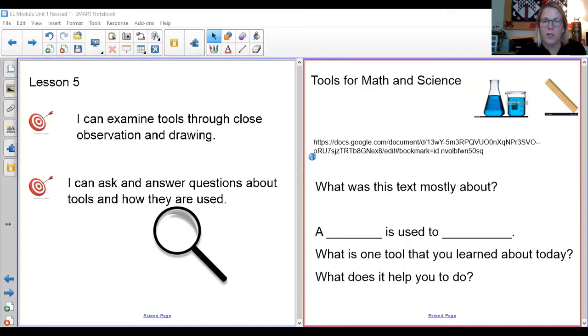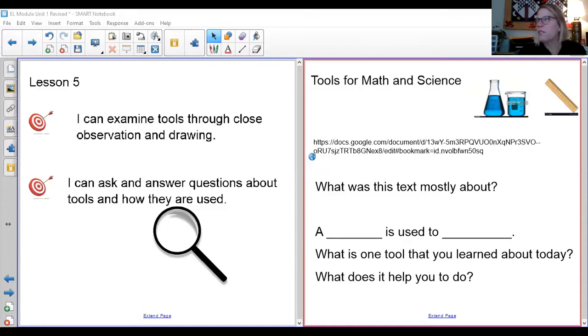The next tool we're going to look at is a timer. It says a timer is a good tool for measuring the amount of time something takes. So let's say I want to walk around the block. I can use a timer to see how long it takes. Or let's say I want to cook an egg. I can use a timer to time how long it takes to boil an egg.